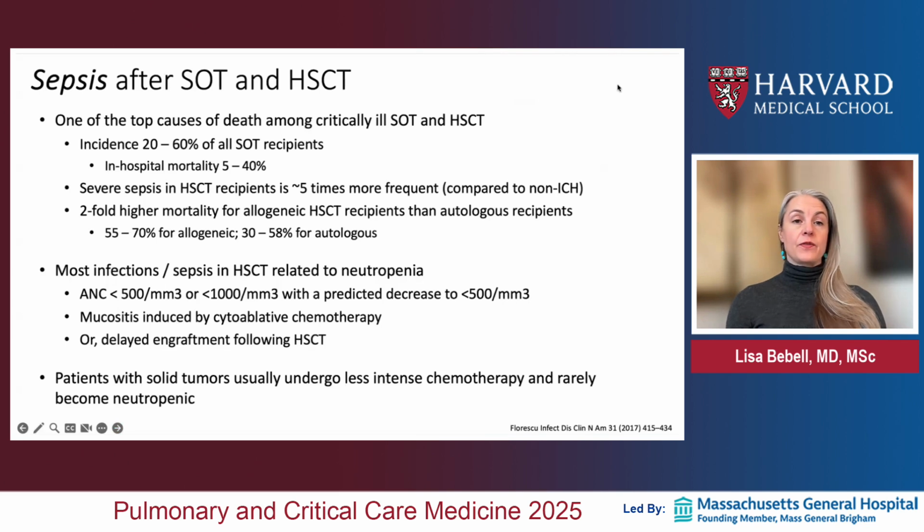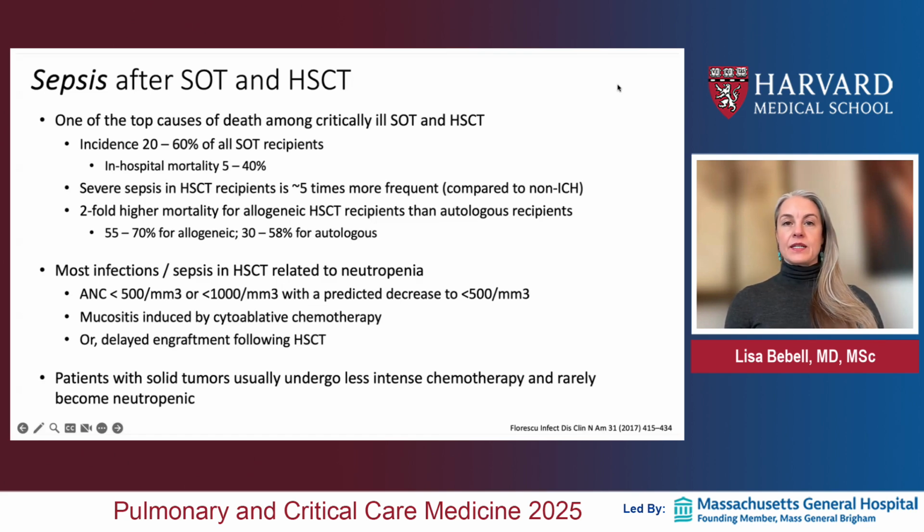As I mentioned, bloodstream infection is very common, especially in the first year after transplant, and the presentation of sepsis in solid organ transplant and hematopoietic stem cell transplant recipients can be different. Sepsis is still one of the top causes of death in these patients. The incidence is between 20 and 60% of all solid organ transplant recipients, and the mortality is generally higher than that of comparator populations. Severe sepsis in hematopoietic stem cell transplant recipients is about 5 times more frequent than in non-immune-compromised hosts, and twofold higher mortality is seen in allogeneic stem cell transplant recipients than autologous stem cell transplant recipients.